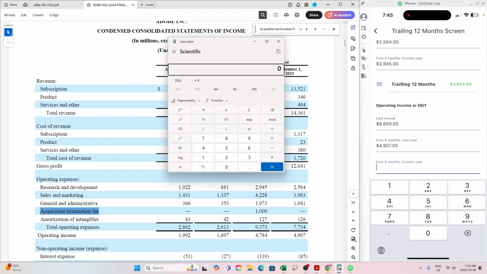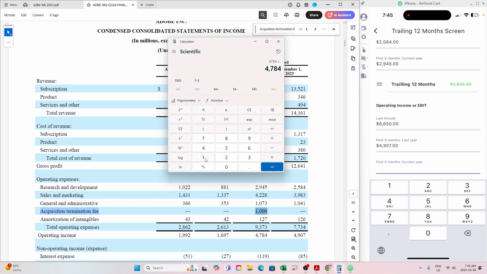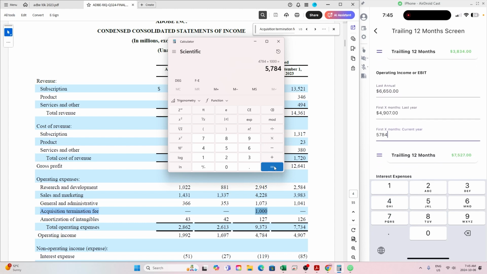The problem here is they paid $1 billion, which reduced their operating income. But this is not an expense every year. So we will add this back to our operating income so that we can get the true picture of the company.